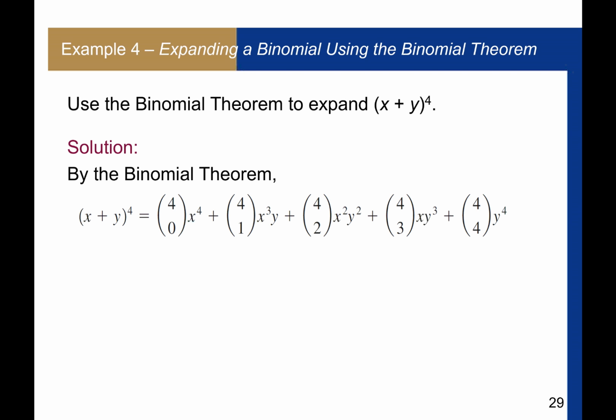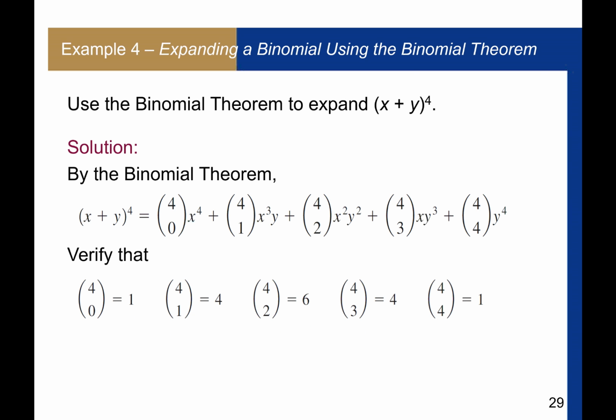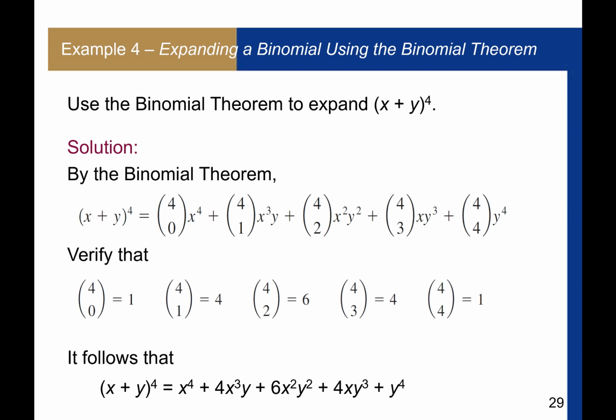So 4 choose 0 is 1. 4 choose 1 is 4. 4 choose 2 is 6. 4 choose 3 is 4. 4 choose 4, all of them, is 1. We then write those out as the coefficients: 1x to the fourth plus 4x cubed y plus 6x squared y squared plus 4x y to the third plus 1 y to the fourth. And again, the coefficients of 1, you don't need to write those out.